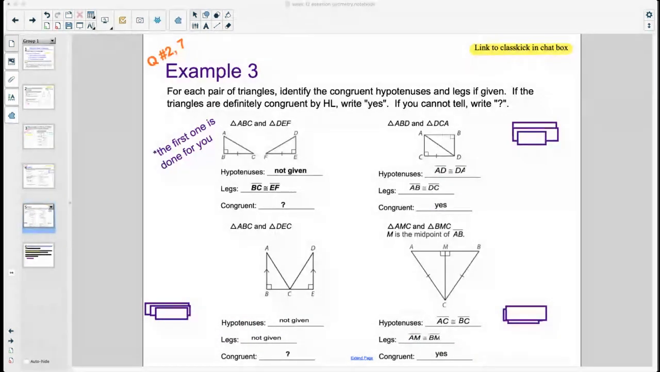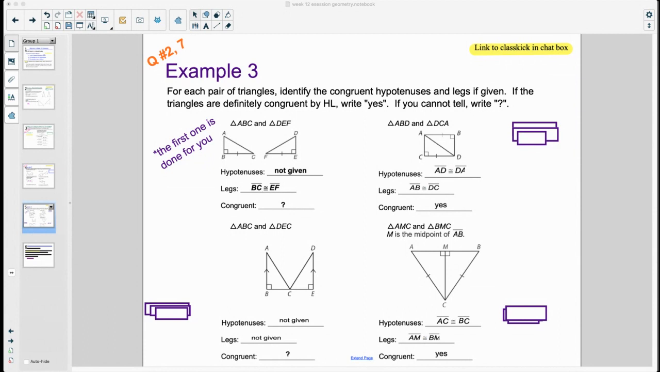Okay, for the third one in the bottom row, you are actually not given anything besides the right angles. Notice those symbols there on A, B, and D. Those are parallel symbols. It does not mean that those sides are congruent. So you cannot identify that HL. And then the third one, you are given a couple pieces. Notice that midpoint. You do know that those legs are congruent. You have the hypotenuses identified and you have those right angles. So yes, you can.